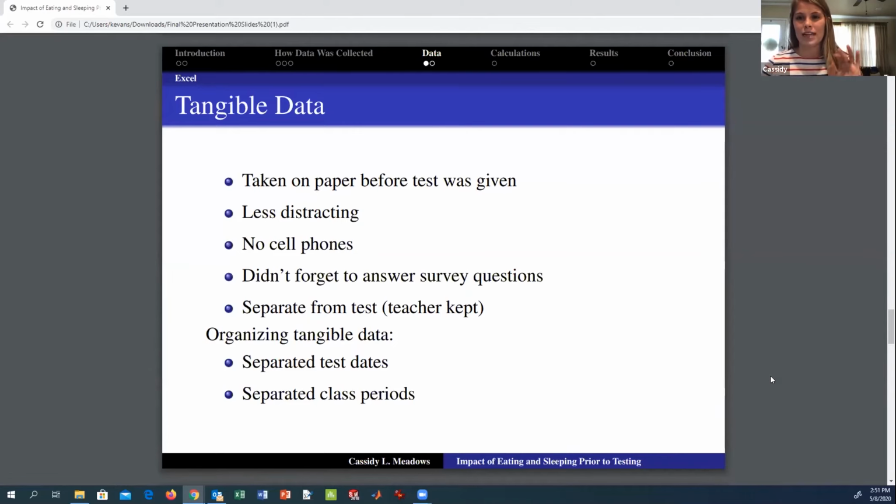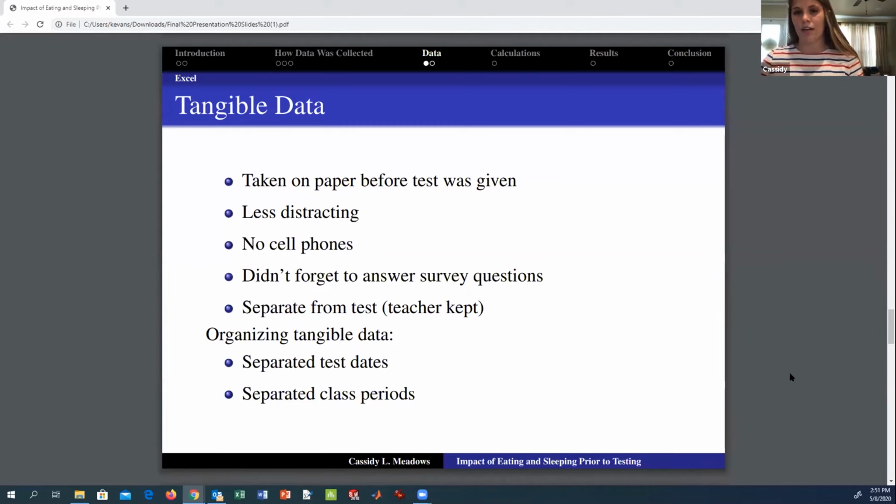And then also I wanted to separate the survey from the test, because my mentor teacher kept the test. I also didn't want them to forget to answer the survey questions. So I was there to hand it out and I collected it immediately. And I was scared that if I put it on the back of the test, they wouldn't get around to it.